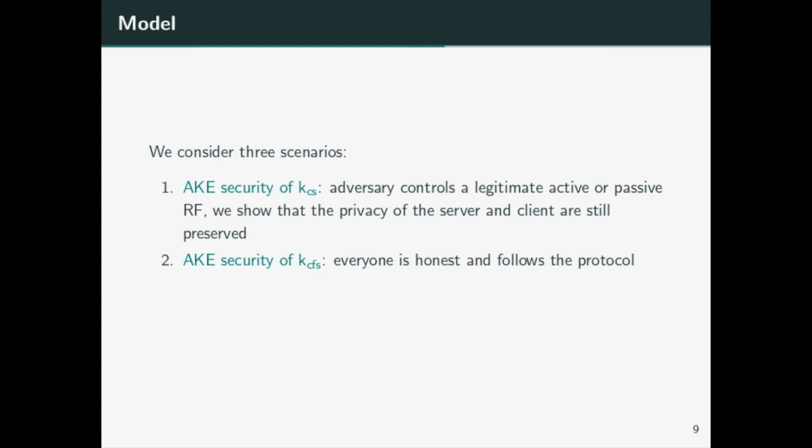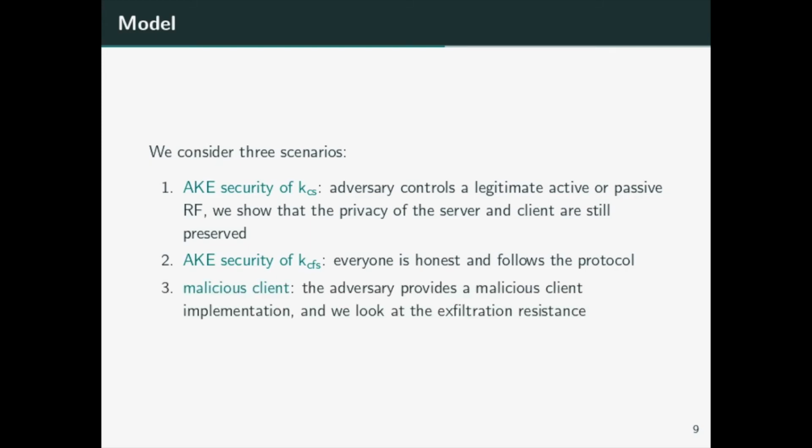In this case, everyone is actually honest and follows the protocol, so the adversary does not have access to anything more than the messages that are transiting between the reverse firewall and the server. Finally, we have the most important scenario, where the adversary provides a malicious implementation to the client, and we test how resistant the implementation is to exfiltration if there is a reverse firewall that is present. And the result, in the end, of course, is that the exfiltration resistance is highly dependent on the AKE security of KCS and KCFS, of course.